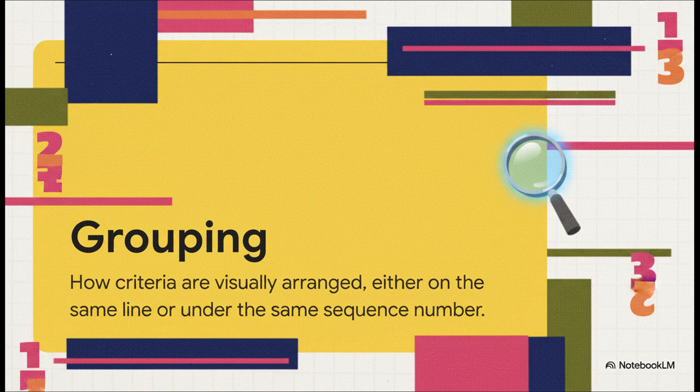In the world of SAP selection screens, it's just the container for your rules. Sometimes that container is a horizontal line you type on. Other times, it's something called a sequence number. But either way, the principle is identical. The logic all depends on whether your criteria are inside the same group or spread across different groups.